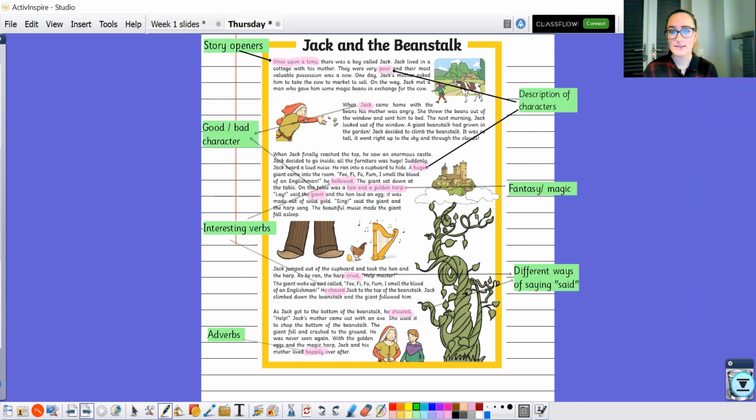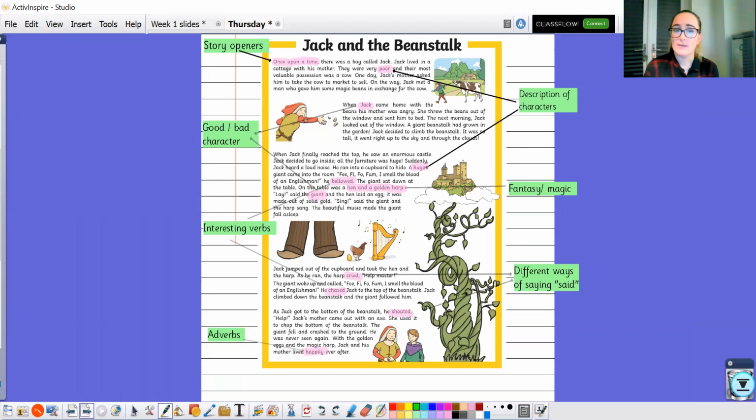And I just identified some that I found as I was reading. So every traditional tale needs a story opener. So this one has a very classic story opener, and it's Once Upon a Time. You could have In a Land Far, Far Away, One Sunny Day, whatever it might be, but thinking about that sort of story opener. I've got here a description of characters.